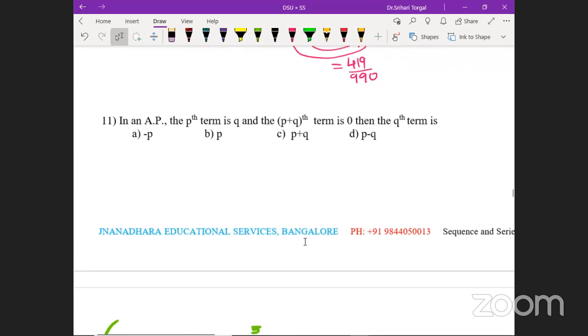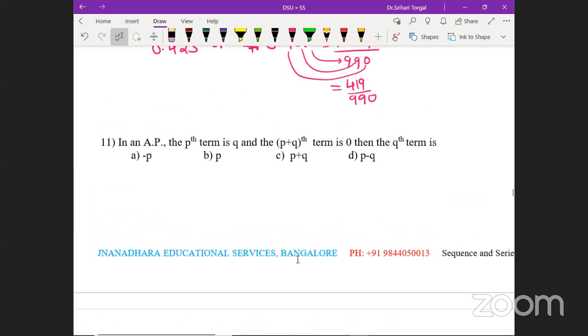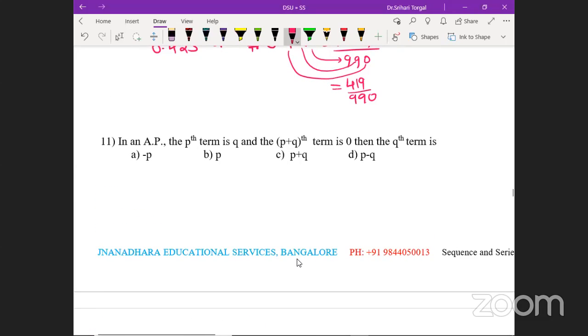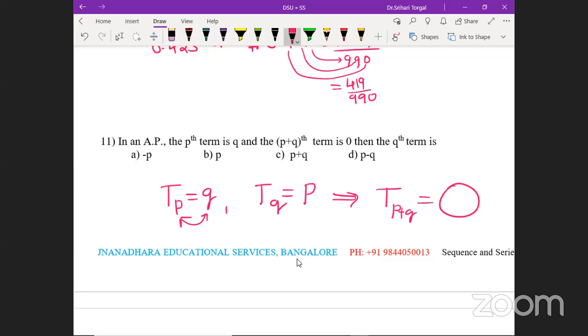Next. Question number 11. In an AP, the pth term is Q. Remember, I'll tell you one important result here. Pth term is Q and the qth term is P, the other way around. If the pth term is Q and qth term is P, then remember, if you add these two numbers, that is P and Q, you will get 100% 0 as the answer.